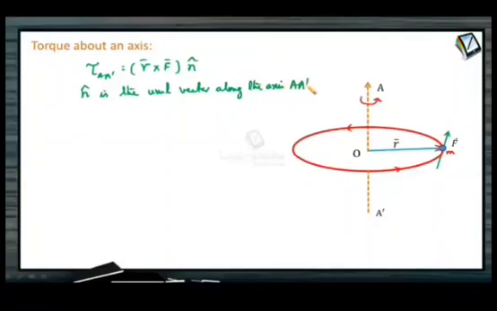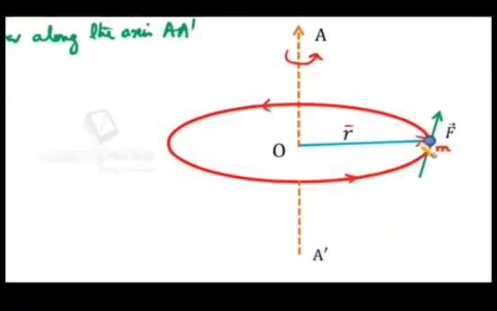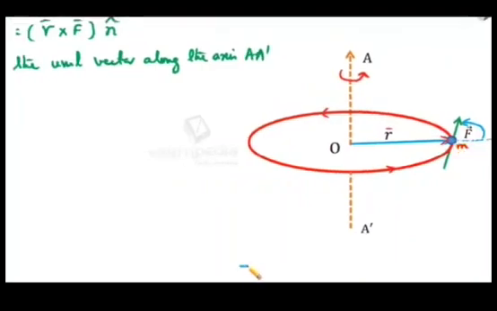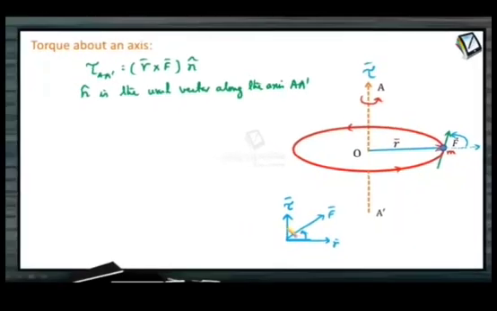Which axis is here? A A dash. So by the right hand thumb rule, if I extend the vector r like this, r cross f gives you the torque. So if this is the vector r and this is vector f, use your right hand and stretch the fingers of the right hand from r towards f, r cross f. The thumb will point in this direction. So this is the direction of torque tau. So torque is along the axis A dash.